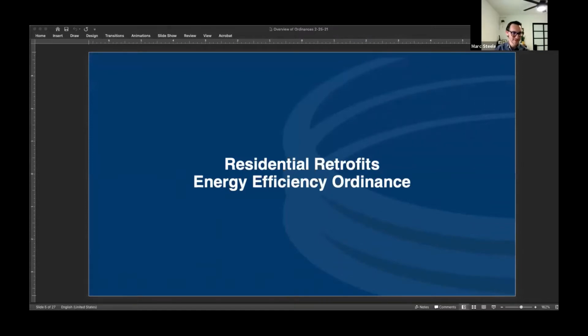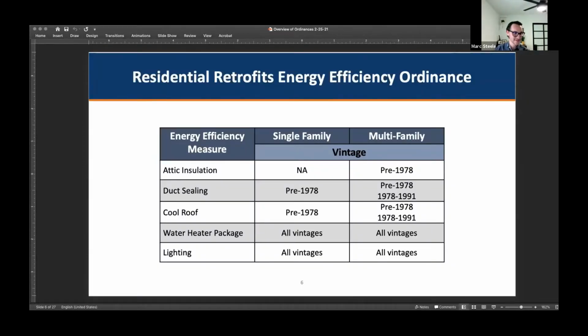So let's go ahead and start with the residential retrofit energy efficiency ordinance. Retrofits of existing single family and multifamily residential units may be required to incorporate one or more energy efficiency measures, depending on the scope of the project and the home's vintage. These requirements are based on a comprehensive statewide study that examined the energy saving potential and the cost effectiveness of certain retrofit requirements. And for Encinitas's climate zone and utility territory, climate zone 7 and SDG&E, the applicable requirements are what are shown here.